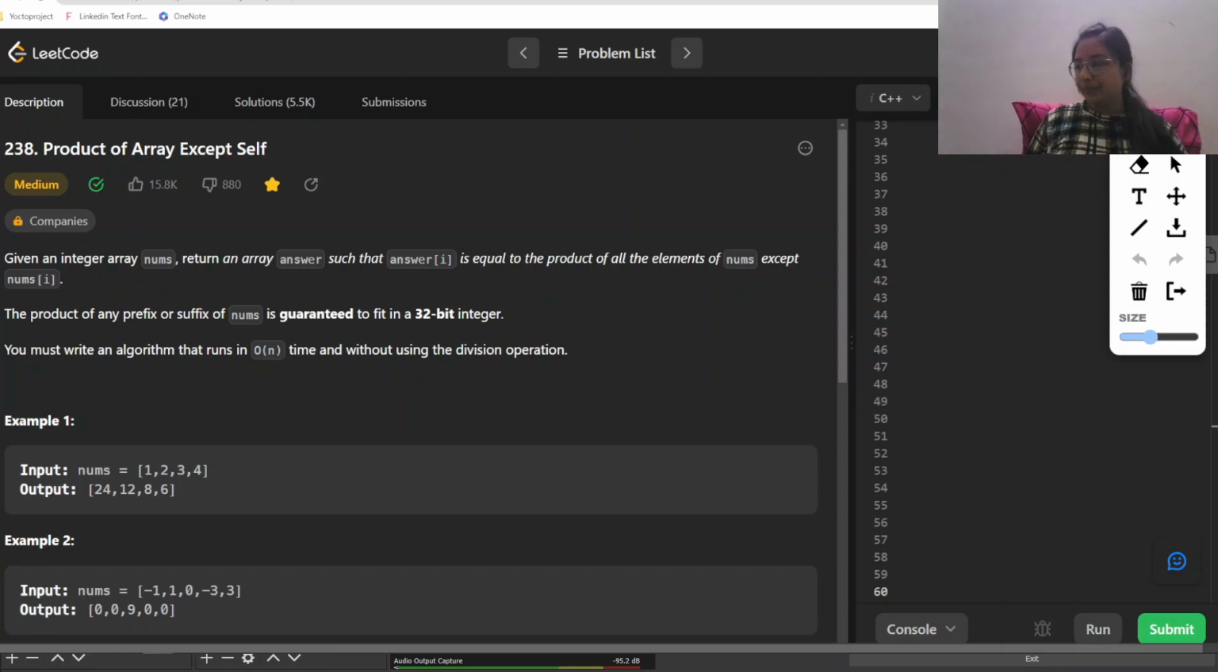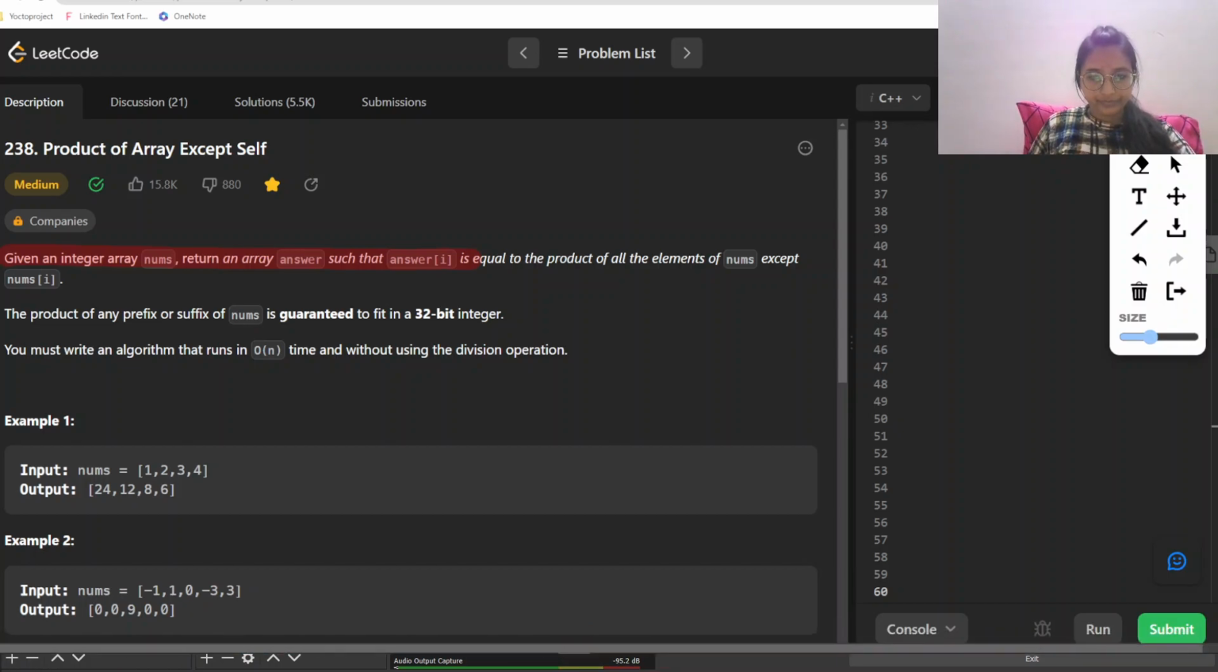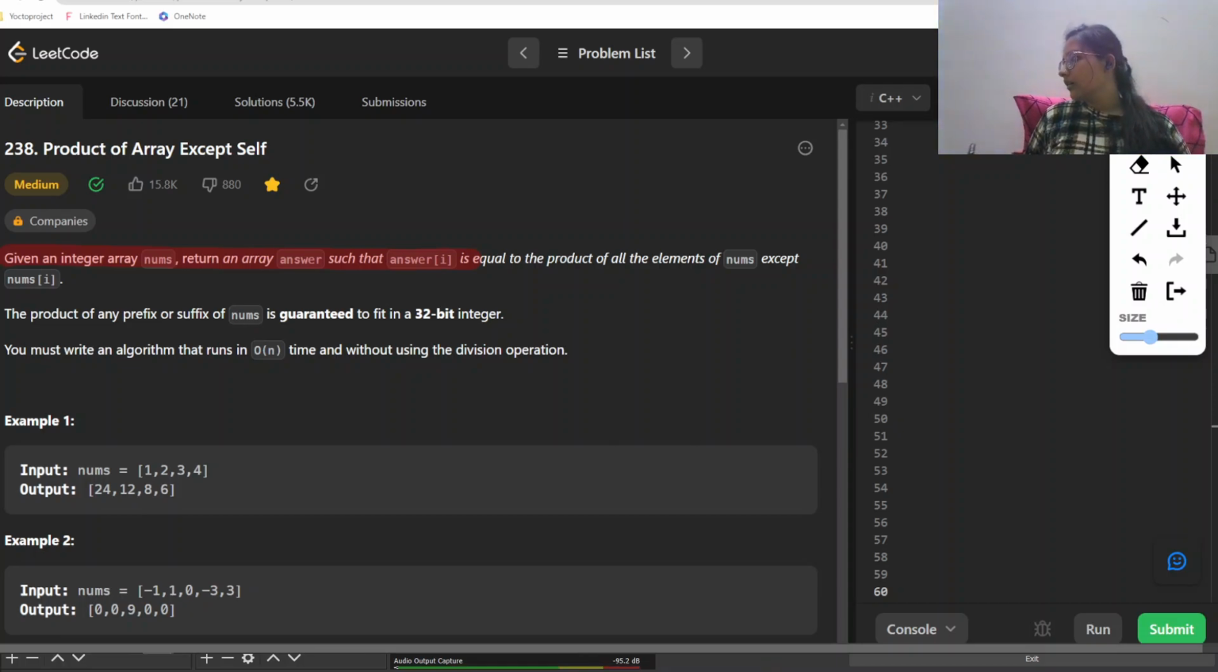Okay, so here we are given an integer array nums, and we must return an array answer such that answer of i is equal to the product of all the elements of nums except nums of i.